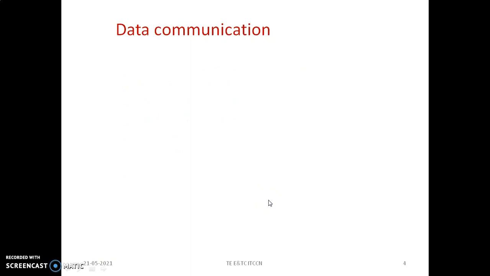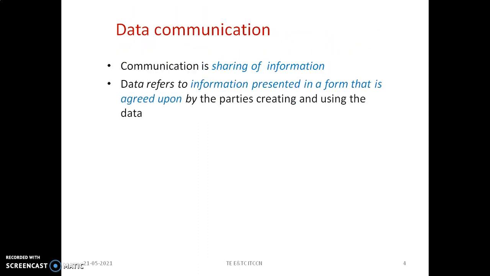So we'll start with data communication. So basically the need of communication is to share information. So sharing of information, briefly, is called communication. Now what is this data? Data can be in the form of text, numbers, image, maybe in the form of audio data and video data.